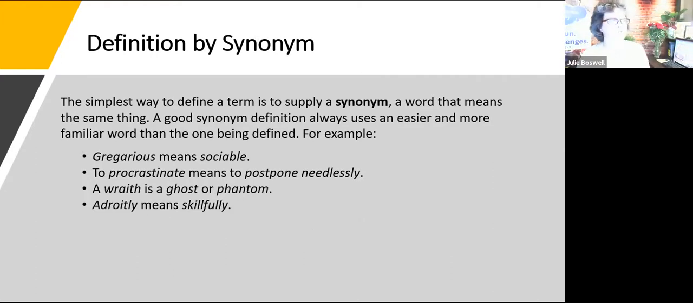To define a term simply, you just supply a synonym, not the same word. So you can't use the word again to define a term. And that makes sense. Usually in a paper, you don't do that. But sometimes in conversation, we say it even louder, and then we think that's been defined. My mom is one who defines things by saying them more loudly. Anyway, here's some examples. Gregarious means sociable.